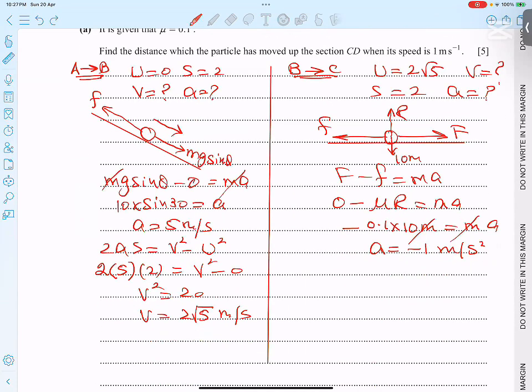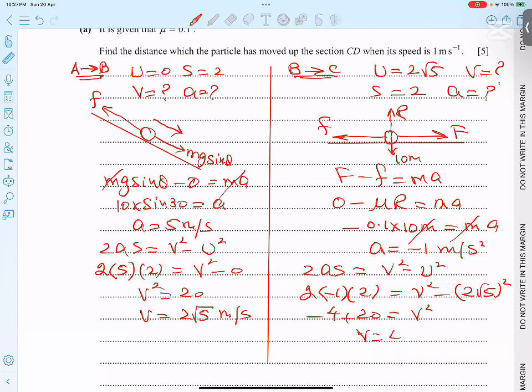I can find it now easily. 2as is equal to v square minus u square. Acceleration is negative, s is 2 meters, and the initial velocity u is 2 root 5. 2 root 5 squared is basically 20. So I do 20 here, -4 plus 20 is equal to v to the power 2. If I check it, this is becoming 16, and root 16 is 4.